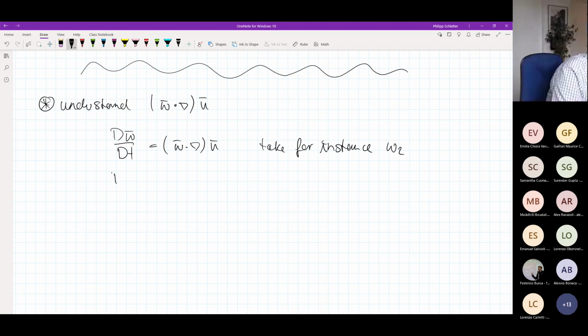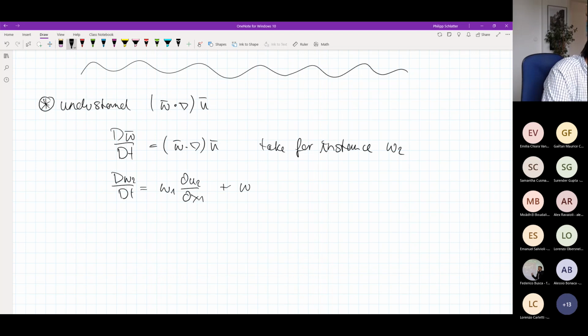So if I now write the equation for this omega 2, it's d omega 2 dt, and on the right side we can now write out what this corresponds to, and that is omega 1 times du2 dx1. That's the first term.